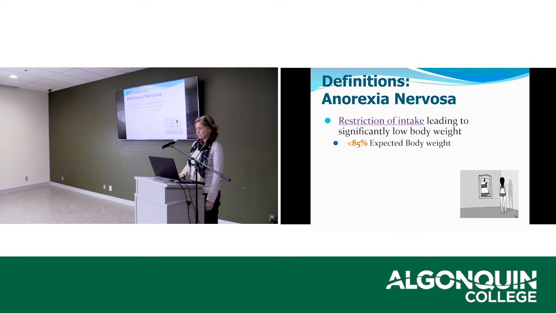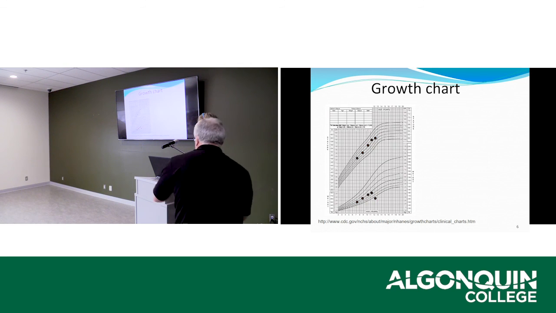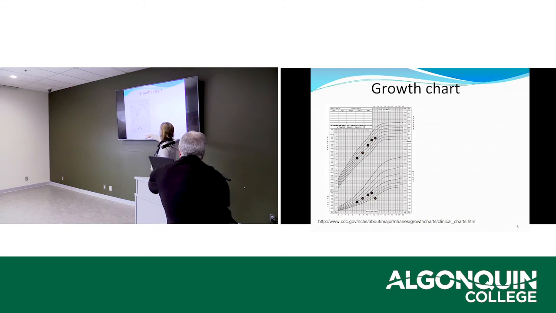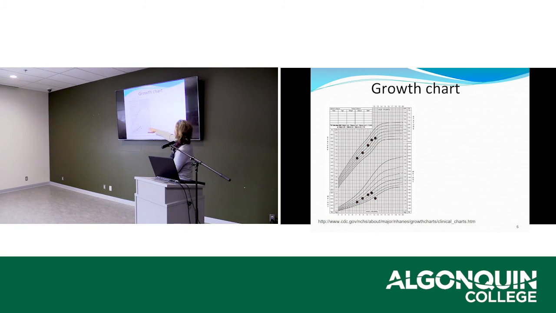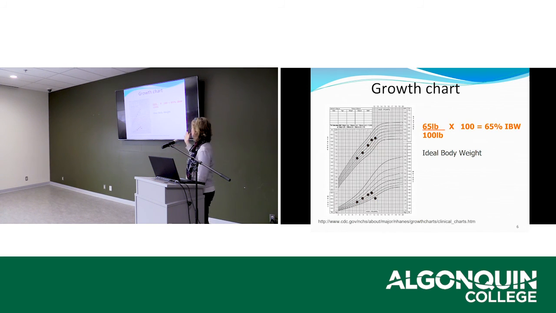Show one more time. There it goes. Okay, so this is an adolescent slide. So you can see someone is following nicely along their growth curve. This is an artificial slide to show you that someone is supposed to be at 100 pounds, but they've fallen to 65 pounds. And that makes them 65% of where they're supposed to be. So if someone's supposed to be 100 pounds, if you lose 15 pounds, that's anorexia nervosa. That's the weight range for anorexia nervosa.